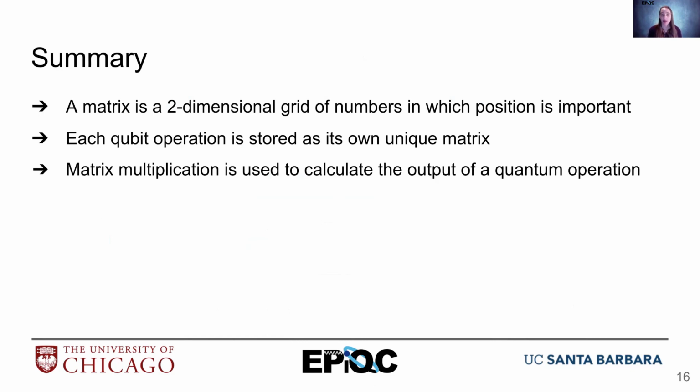Okay, so what did we learn in this video? A matrix is a two-dimensional grid of numbers in which position is important. It matters. It's used in many, many things, but in quantum, it's used for qubit operations, and those operators are stored as their own unique matrix. So each operator has a matrix. And matrix multiplication is used to calculate the output of a quantum operation. And today you learned how matrix multiplication works.